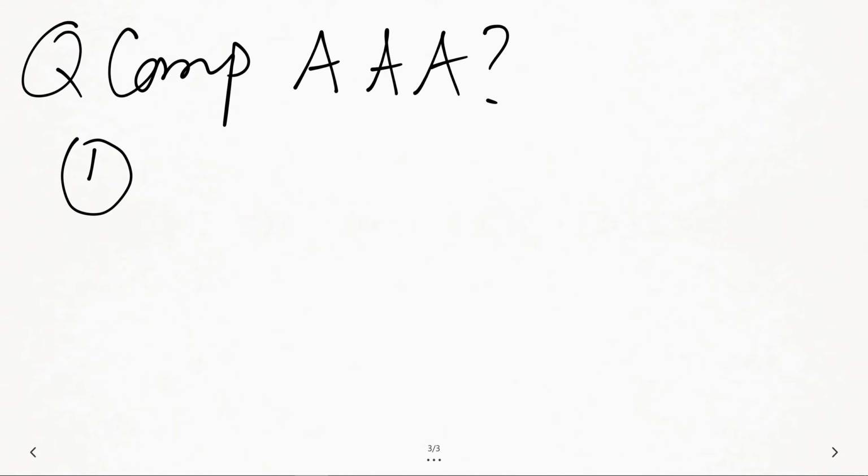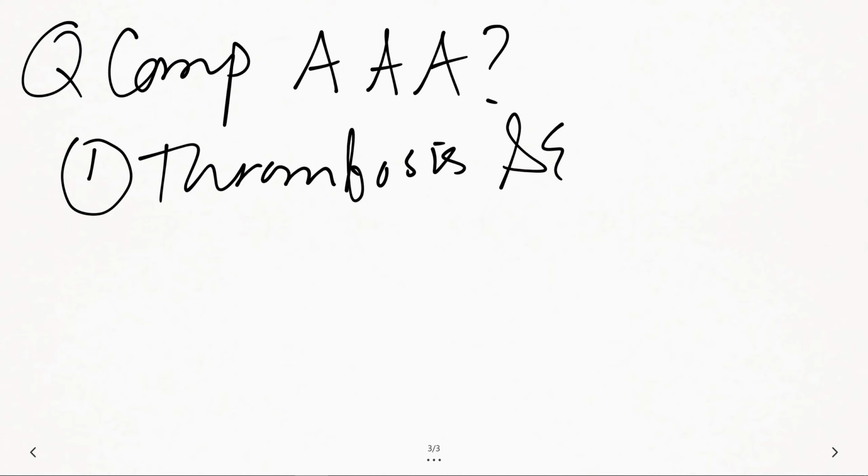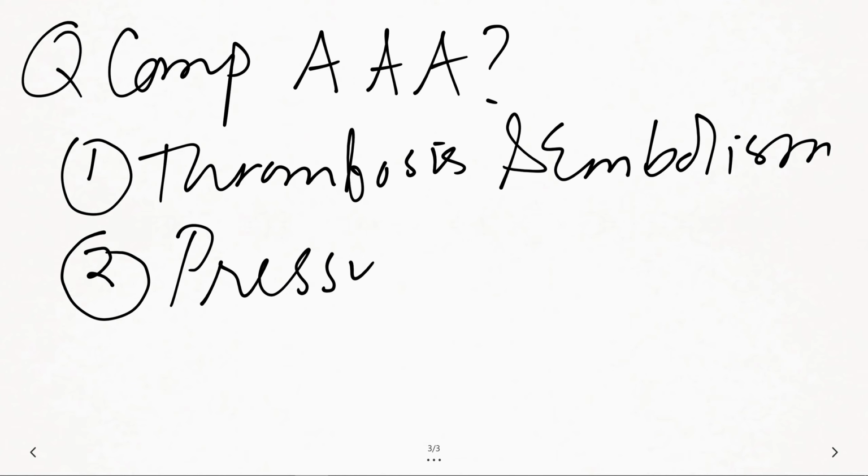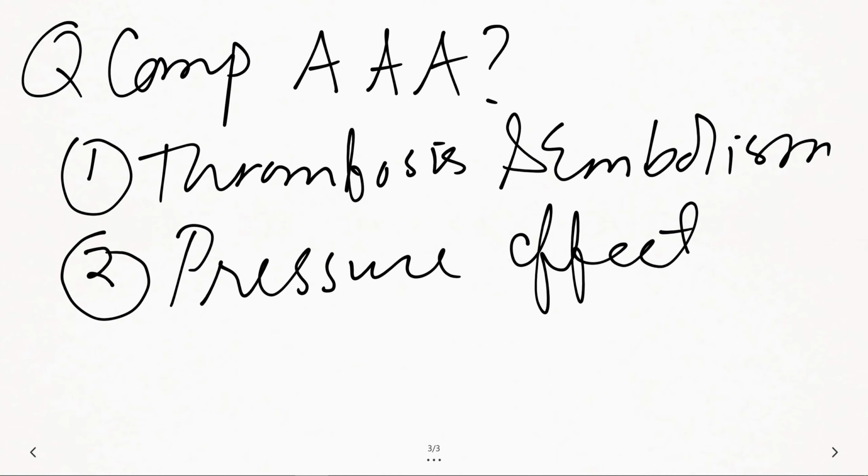So, first of all, a thrombus may develop there, thrombosis. And an embolism may rush from there and cause lower limb ischemia through the iliac arteries, right? Okay. Let's go to the second complication. Pressure effect on the surrounding structures. Because it is big, there are many structures there, it will occupy space.